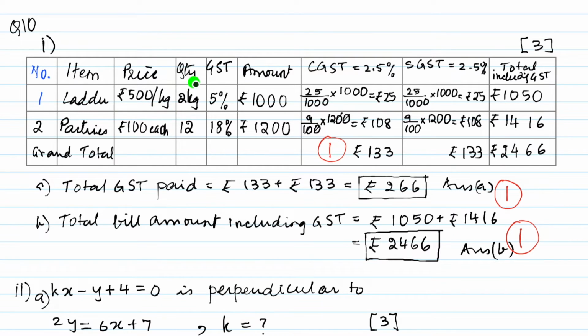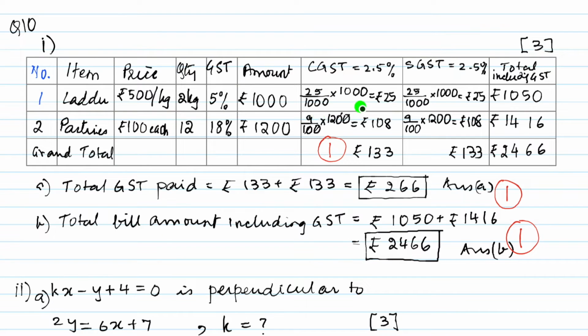Pastries rupees 100 each. Quantity here was 2 kgs. Here it was 12 pieces. GST here was 5% and 18%. So for 500 rupees per kg, laddus cost rupees 1000 and pastries with 100 rupees each, 12 pieces, cost 1200. Now the GST rate on the 2 is different. So I showed not just GST, I showed CGST and SGST because it's the local mart which is going to sell the sweet. So it will be 2.5% CGST and 2.5% SGST.